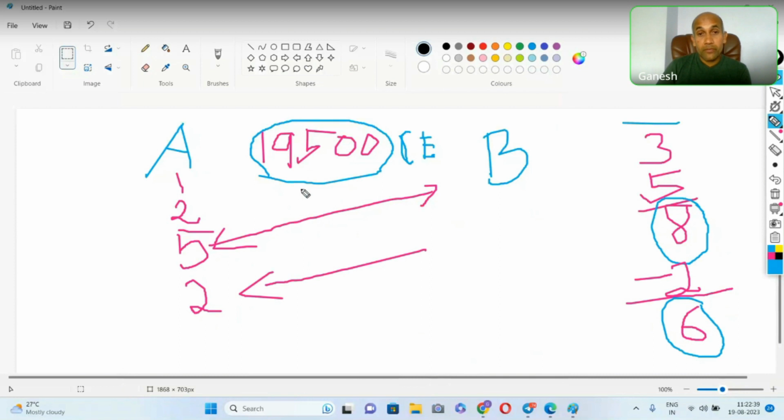This is about the 19,500 call that we spoke about. Similarly, we can see, let's say, the 19,000 put.